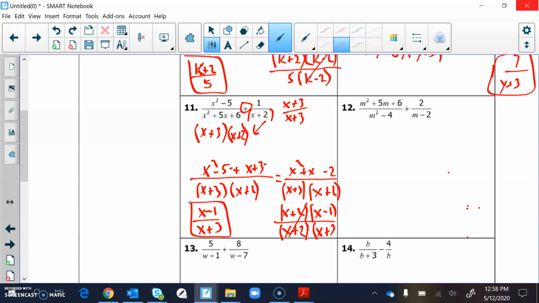You can't cancel parts of binomials. It's all or nothing, so it stays just like that. Okay, this gets to be a little bit repetitive. So number 12, I'm going to blast through a little faster.